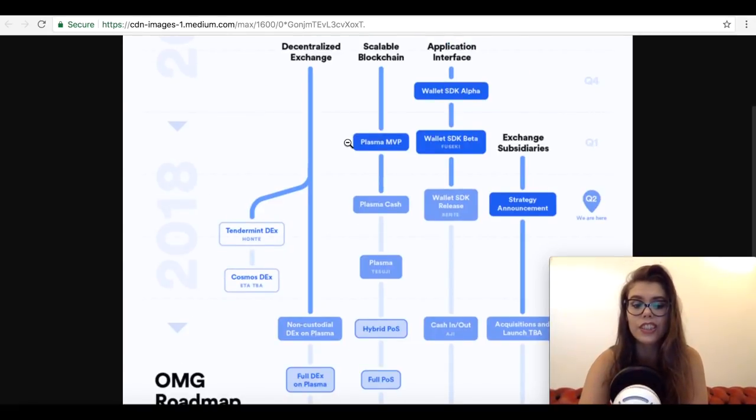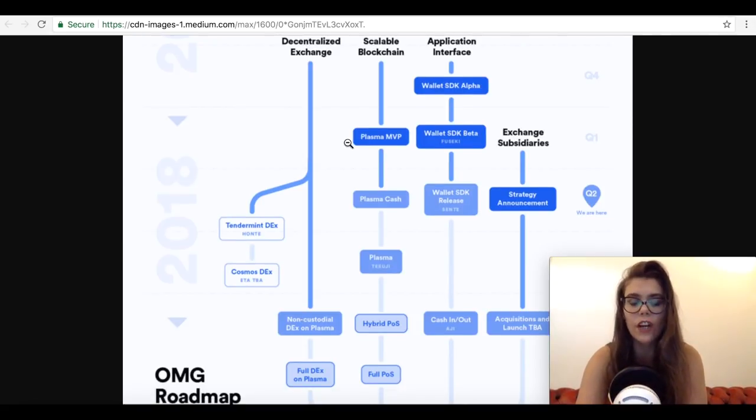There are obviously some additional developments as well, which basically include creating an exchange for non-fungible tokens, removal of confirmation messages into the SWG Plasma, and many, many more, basically. I could go on for ages, so I just thought I'll start with the decentralized exchanges. I think that's my favorite part about OmiseGo.